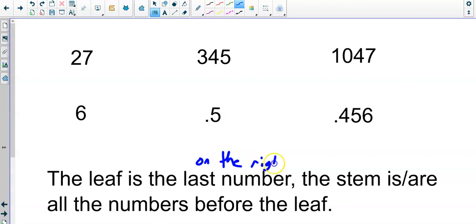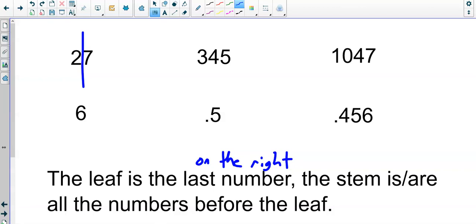On the right-hand side, find the rightmost digit, and that is the leaf. Everybody before that right digit is a stem. So when I look at 27 right here, 7 is the rightmost digit. It is the last number. I cut it right in front of that. Anybody before that line is a stem. Anybody after that line is a leaf.